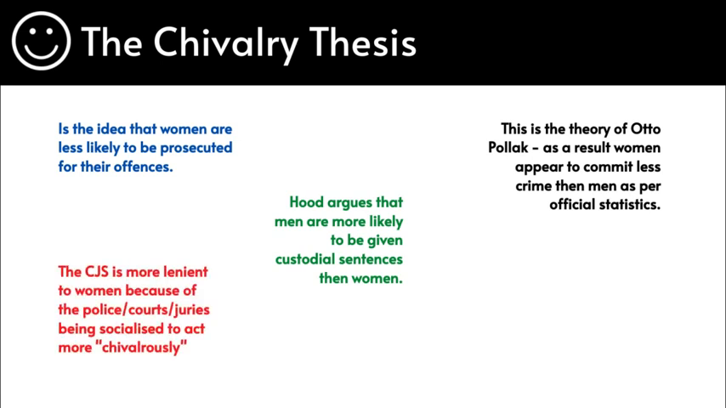The criminal justice system is more lenient to women because the police, courts, juries, and also men within that industry are socialized to act more chivalrously. So when they act more chivalrously, the woman is not prosecuted for their offences, hence they appear in the official statistics as far lower as opposed to men, where men are shown to commit more crime as opposed to women. We can support this evidence by the official statistics that we looked at in slide 1.